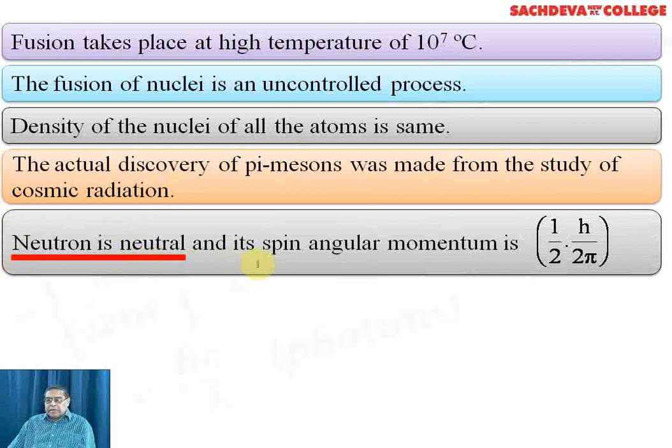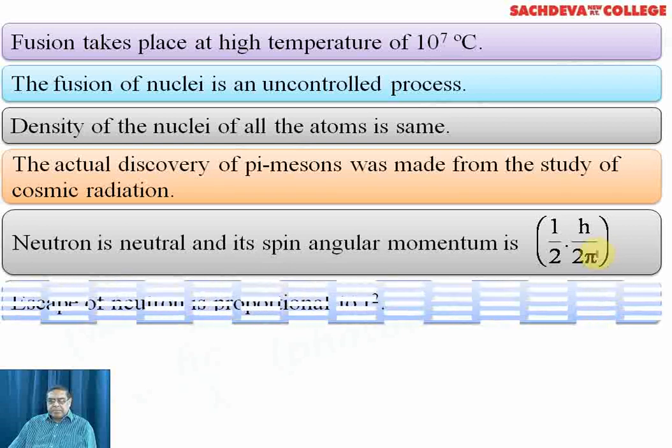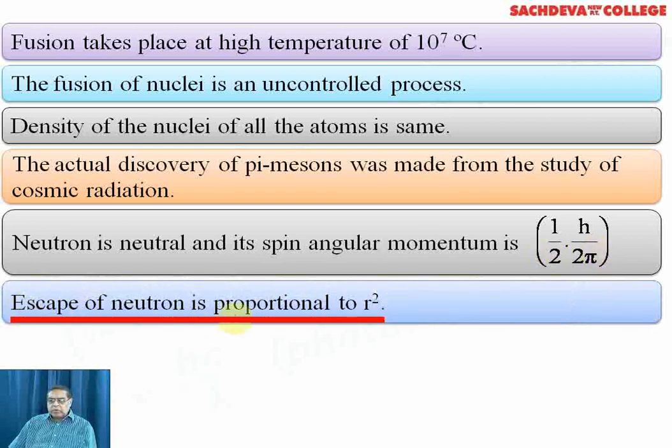Neutron is neutral and the spin angular momentum is half h over 2 pi, that is h over 4 pi. Now, more elaborately, we can also use a plus minus sign. The plus sign with half h by 2 pi means clockwise spin, and minus will indicate anti-clockwise spin. Escape of neutrons is proportional to r square. R stands for the radius of nucleus, and the order of the square of radius is 10^-30 meters square.